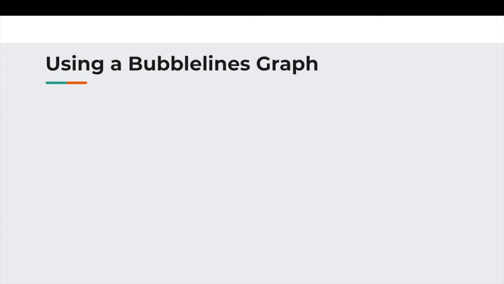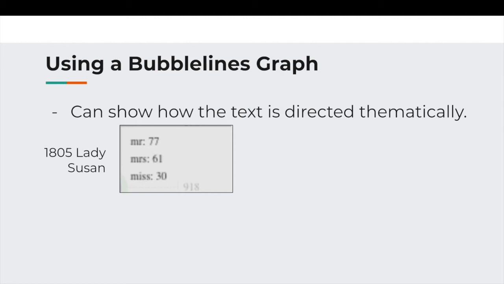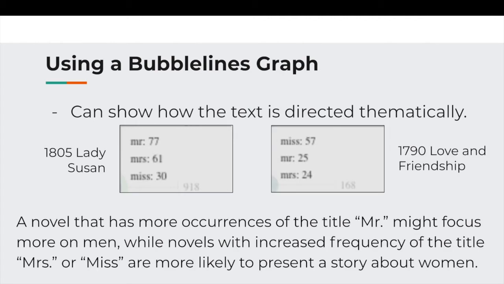Using a Bubblelines graph to analyze term frequency can show in which way the text is directed thematically. For example, a novel that has more occurrences of the title Mr. might feature a narrative which focuses on men, while novels with increased frequency of the title Mrs. or Miss are more likely to represent a story about women.